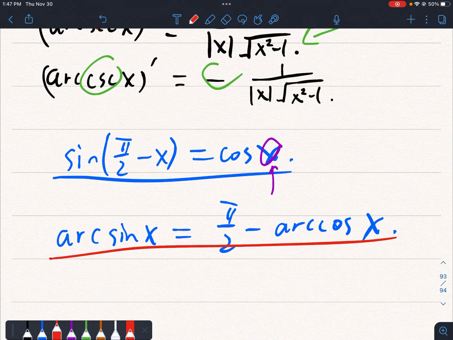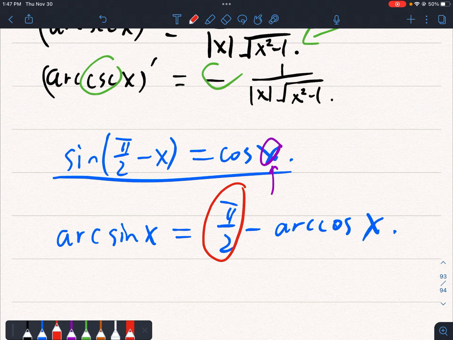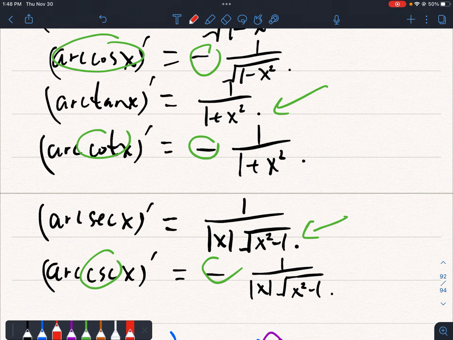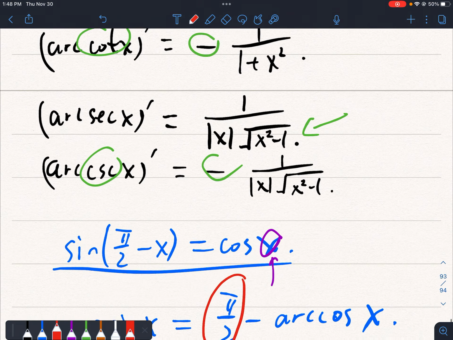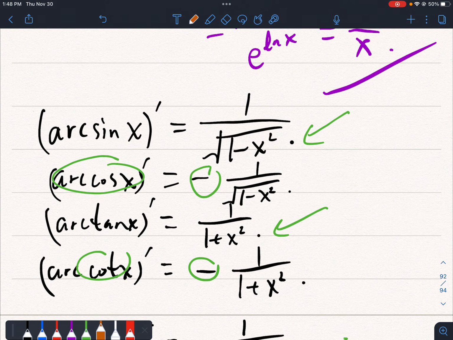So what I mean is that you actually have this formula. You can just do up to this step, and then you win. Because if you take the derivative with respect to x, then pi over 2 goes to 0 because it is a constant, right? The derivative of a constant is 0. So this means the derivative of arc cos is equal to minus the derivative of arc sine. And you win. So that's why, and you can do the same thing with arc tan, arc cot, and arc secant, arc cosecant, because by definition, you can do that, okay?